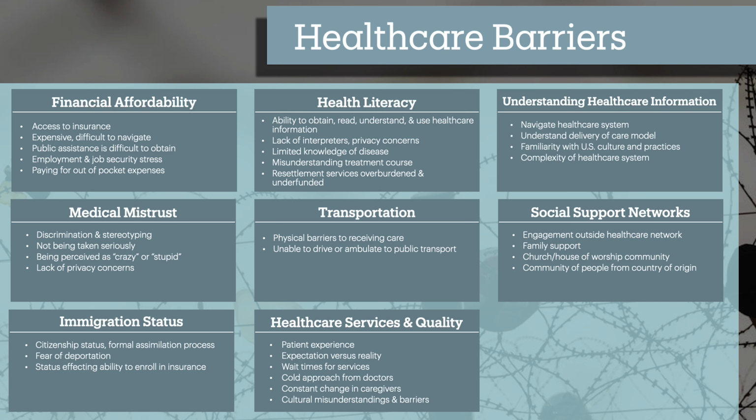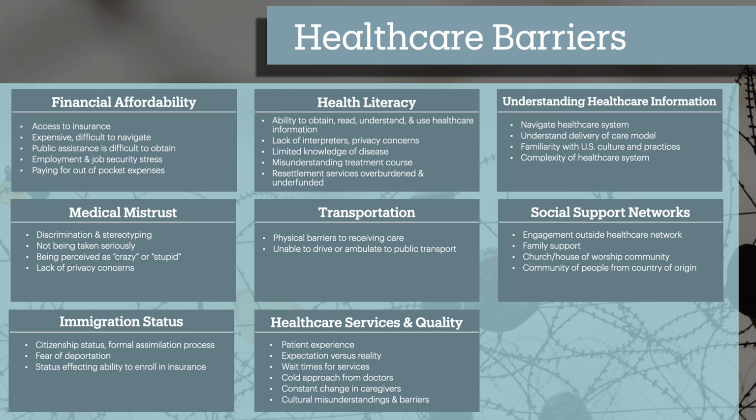Next, our disparity is medical mistrust. This is discrimination and stereotyping based on race and ethnicity by caregivers. This is not being taken seriously. The refugees or the patients are not being taken seriously because of this mistrust that's been developed. Transportation is a major disparity for refugees. There are physical barriers to receiving care. They physically cannot get a car to take them to these appointments, which are potentially very far away. And then the social support networks. We need engagement for refugees and people who are not from the U.S. to be engaged outside of the healthcare network.